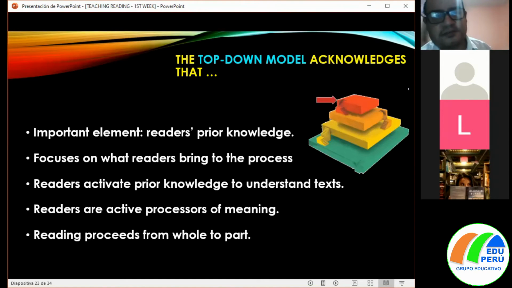And notice here something important. Reading proceeds from whole to part, from general to specific. On the other side, we have from specific to general. Now, this is from general to specific.